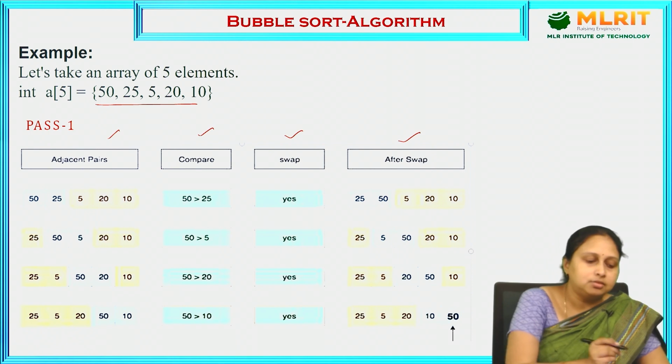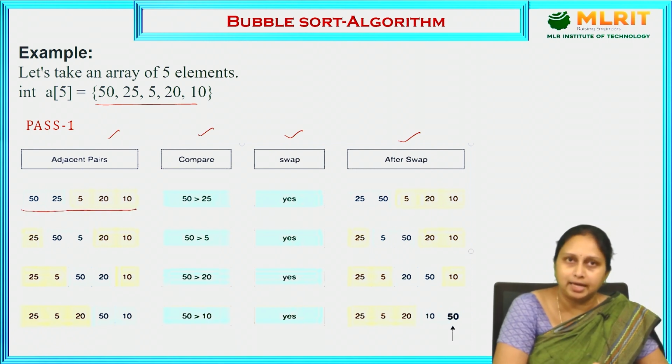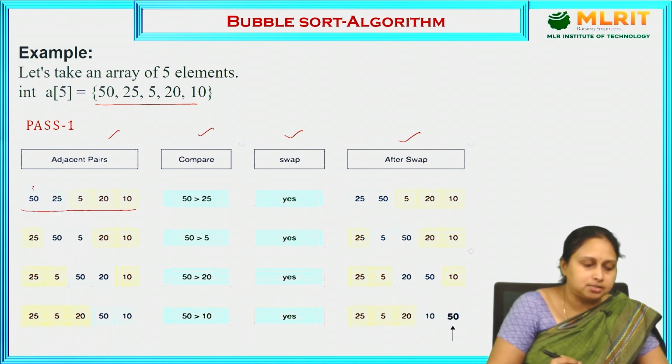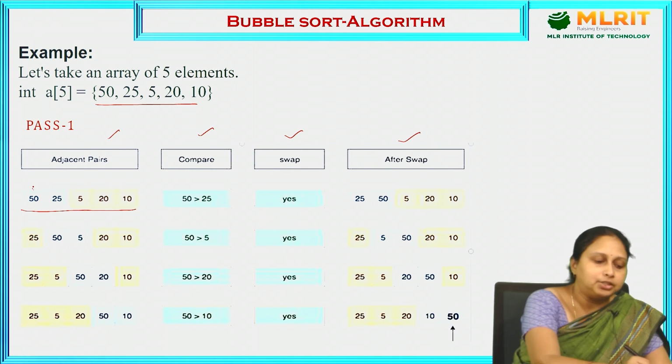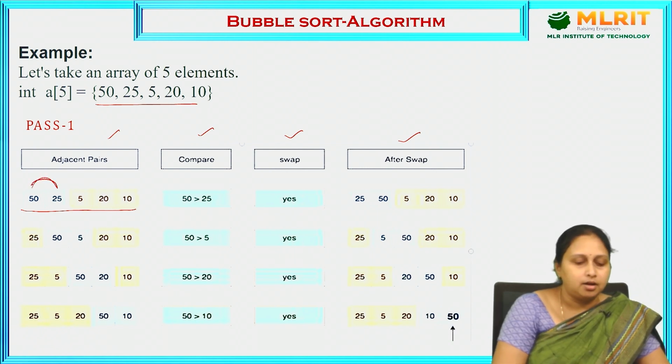Let us take this list of elements and place it in an array. Now, we are going to compare the adjacent elements. These two are the adjacent elements to be compared. Now, compare them. How are we going to compare?